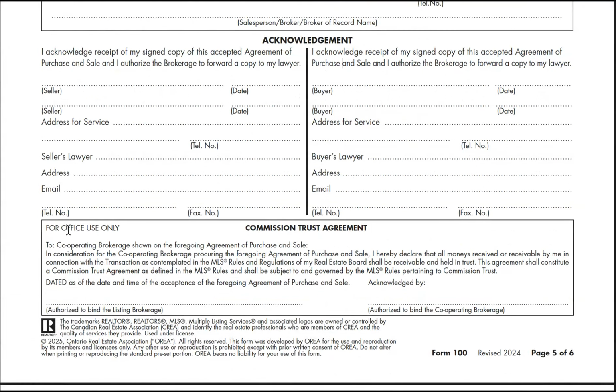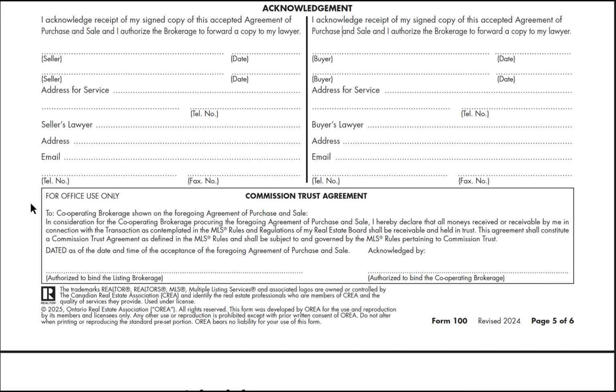Commission trust agreement, as you can see, it's for office use only. It's basically saying that the listing brokerage, or representing the seller brokerage, acknowledges that the cooperating brokerage representing the buyer is entitled to the commissions agreed to in the MLS listing. Any commission funds received in connection with the sale must be held in trust until properly distributed, and this creates a commission trust agreement, ensuring that the cooperating brokerage is protected under MLS rules. This agreement takes effect once the agreement of purchase and sale is accepted, and that's basically about it.